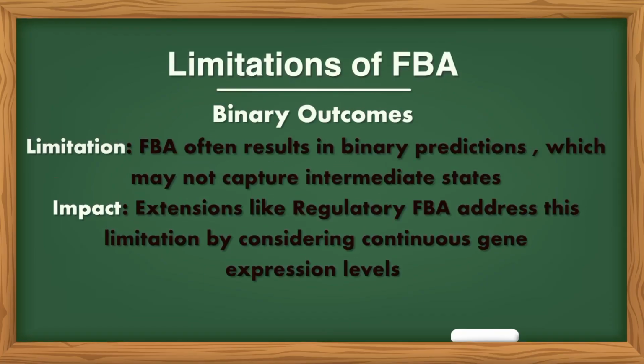So another challenge is the binary outcome. FBA often results in binary predictions such as growth or no growth conditions, which may not capture the intermediate state. The impact here is that extensions like regulatory FBA address this limitation by considering continuous gene expression levels.